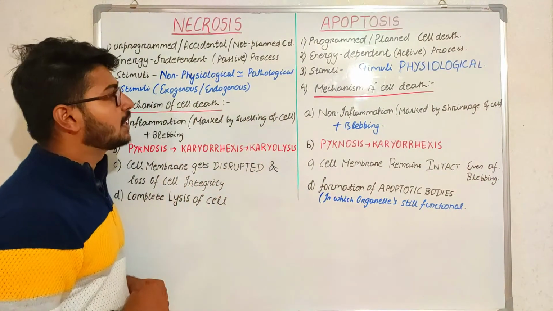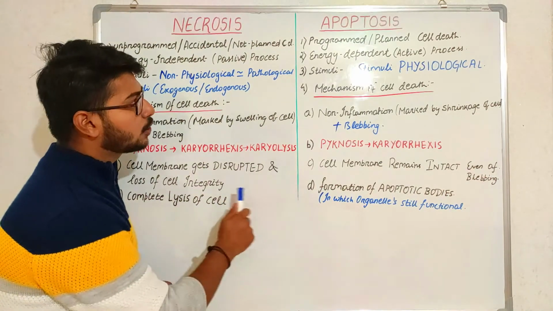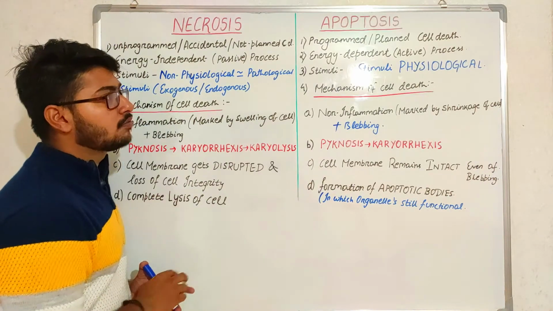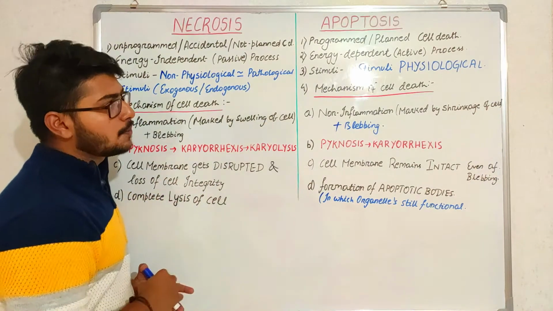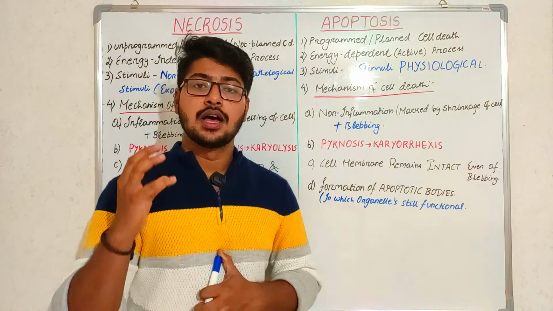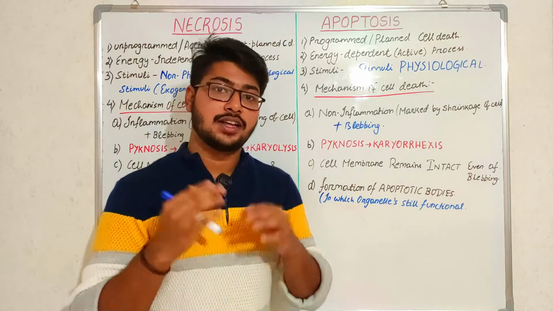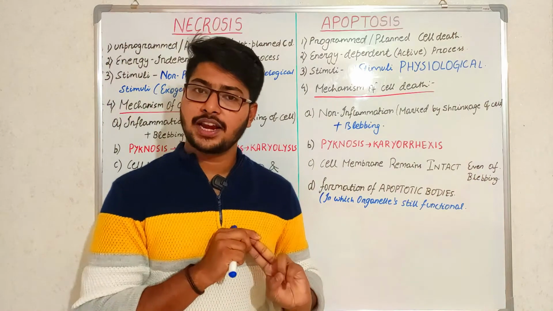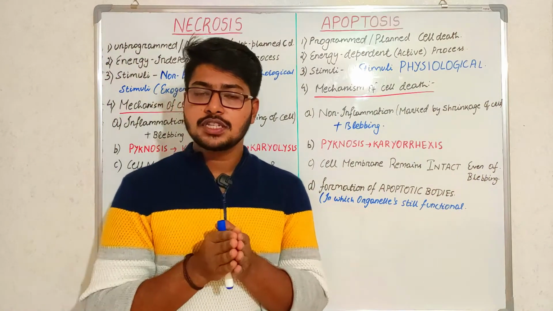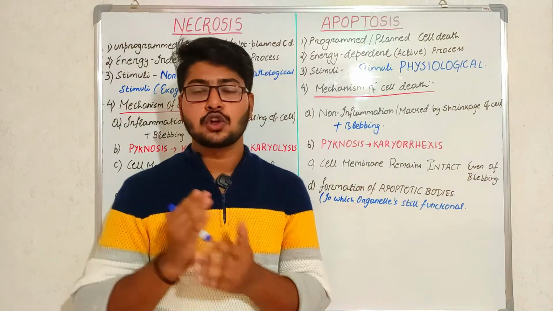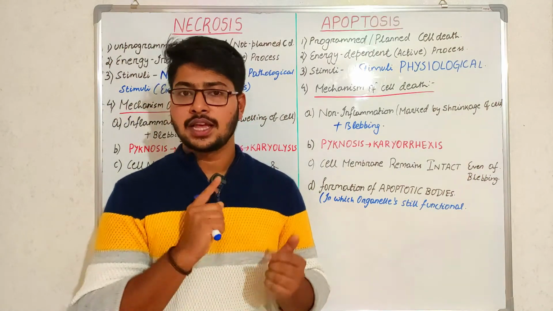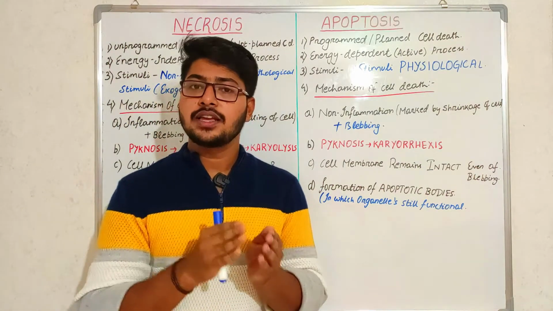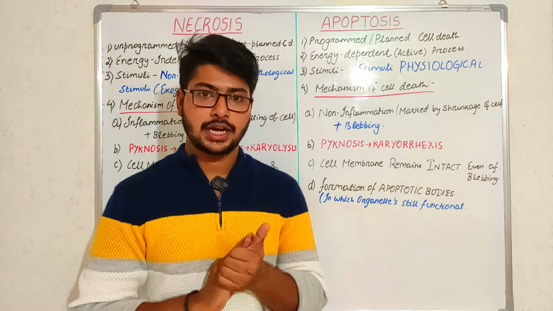So we know there are two kinds of cell death occurring in a cell, that is necrosis and apoptosis. The first question is: when does cell death occur? Cell death occurs when there is injury to the cell, and the injury is of two kinds. The first is reversible cell injury, and the second is irreversible cell injury. In reversible injury, the cell can revert back to its normal metabolic activity. In irreversible cell injury, the cell cannot revert back to its normal metabolic activity.